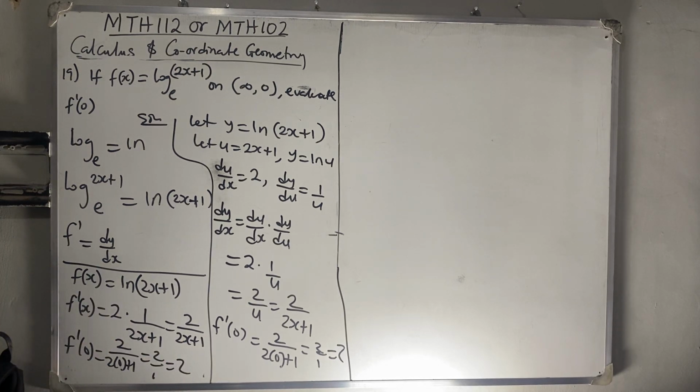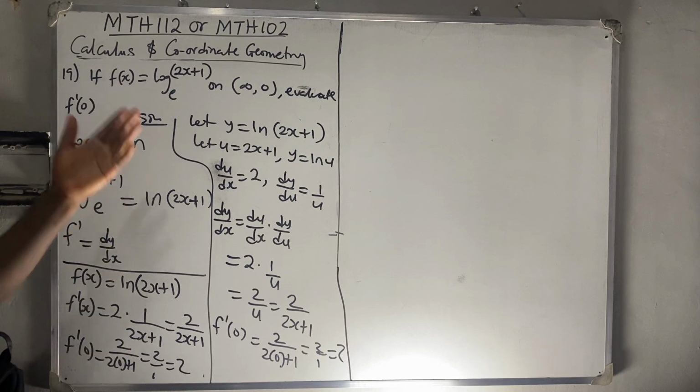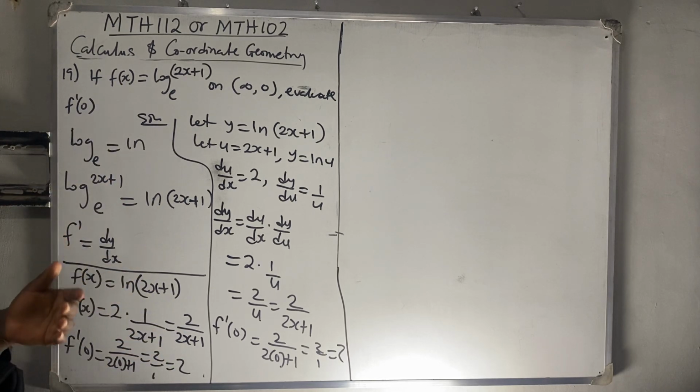So instead of using the long method, it depends. If you are solving a theory question, use the long method. If you are solving an objective question, use this shortcut and get your answer.